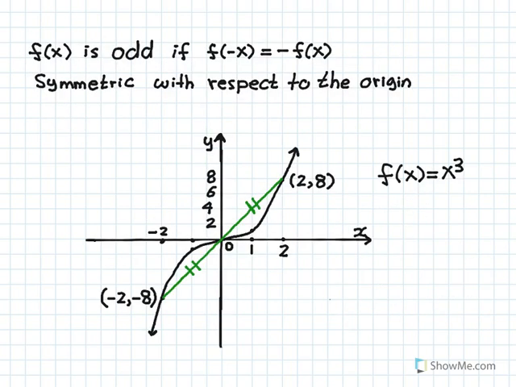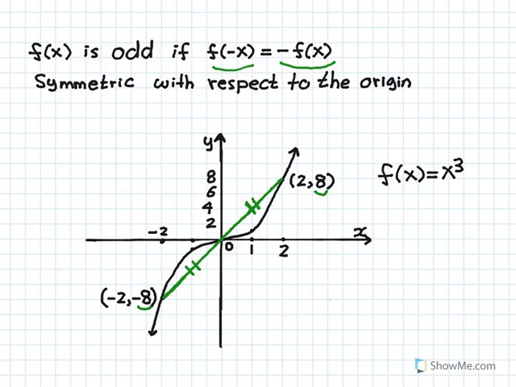Alright, now let's talk about odd functions. f(x) is said to be odd if f(-x) is equal to -f(x). And basically this means symmetric with respect to the origin. That means the distance from here to here, this distance, is the same as this distance. You can see how we have 2 and 8, and here we have -2 and -8. Notice that the y values are the same in magnitude but opposite in sign.